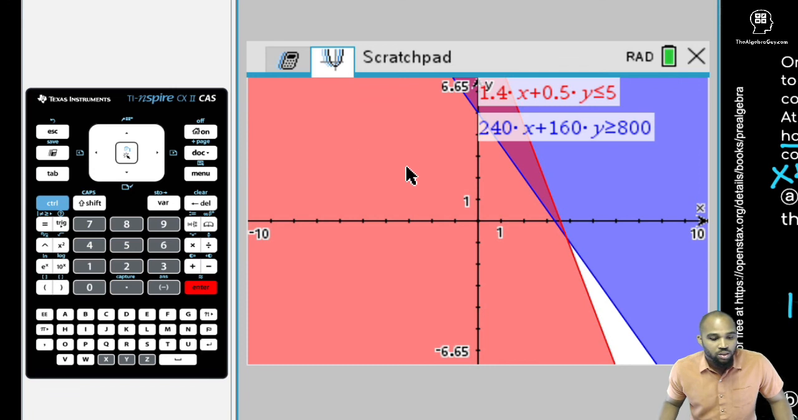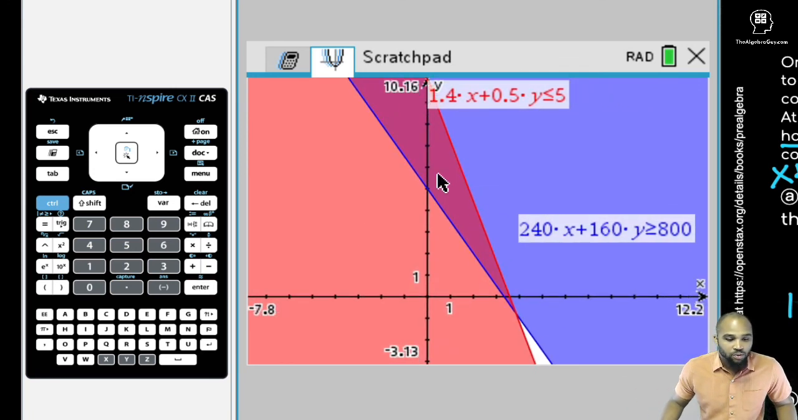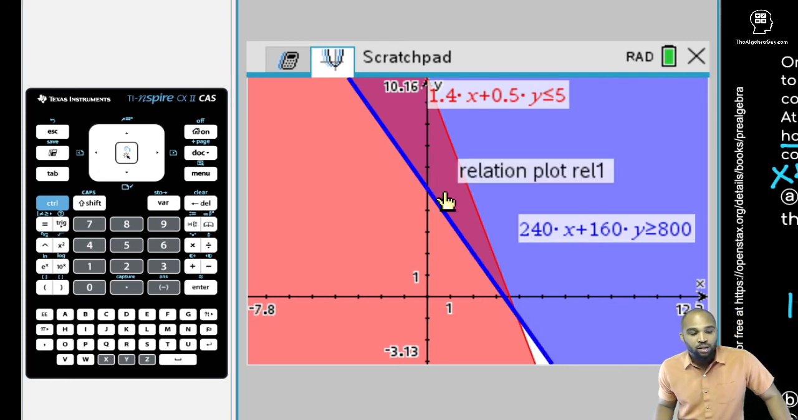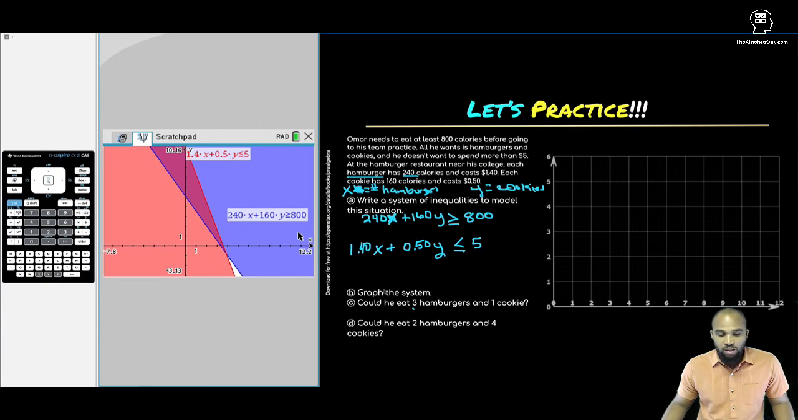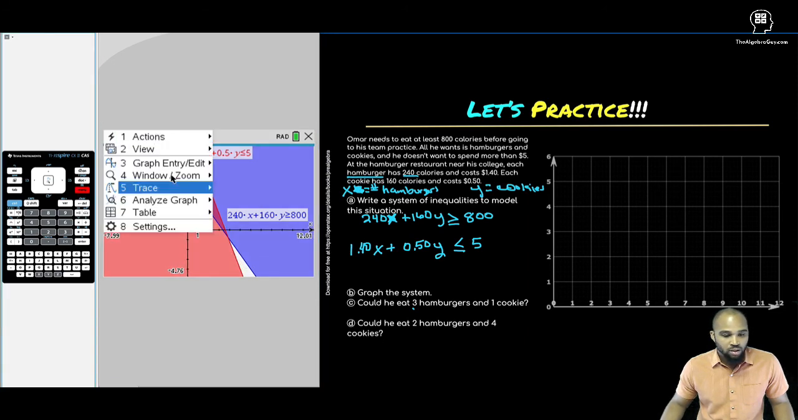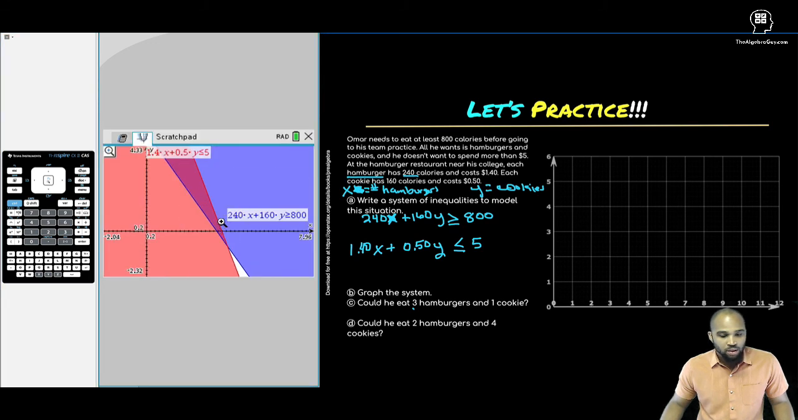Look, you can see where they're crossing right here. Let me move this out of the way. This region right here are all the possible points that you could have to meet this criteria. So let's see if he could eat 3 hamburgers and 1 cookie. So let's see if we can count it. 3 hamburgers and 1 cookie. And I need to zoom in a little bit here. So let me zoom in and see if that helps. So zoom in about right there. Oh, that makes it hard to see my numbers. So let me go back.